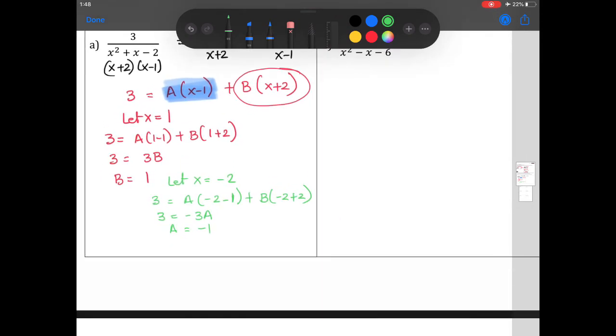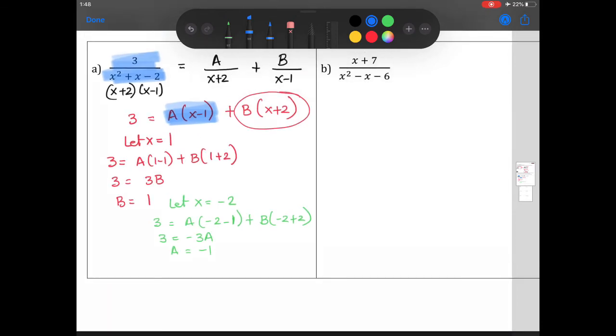So once I get that, I want to substitute this back into what I want, because my whole goal was to write this rational expression as a sum or difference of two rational expressions. So I found my a and b, and I'm going to substitute those. So my final answer is this: 3 over x squared plus x minus 2 is equal to negative 1 over x plus 2 plus 1 over x minus 1.